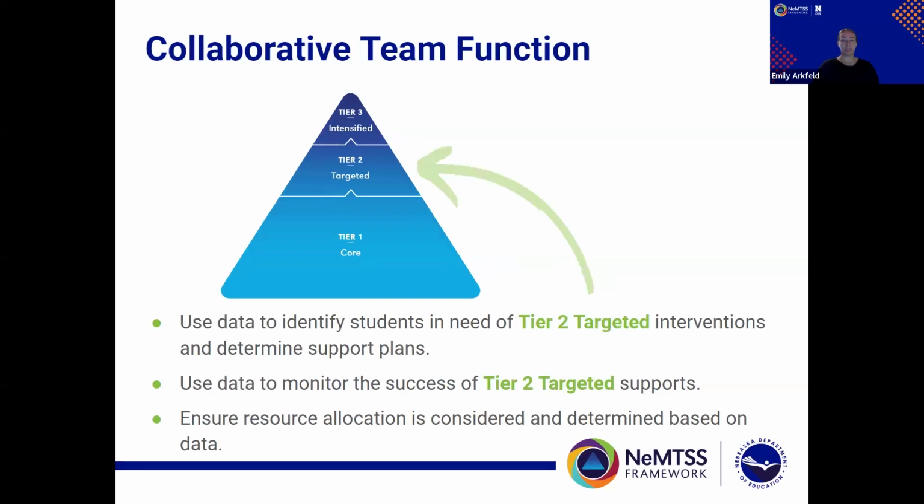At Tier 2, the function of the collaborative teams is to use data to identify students in need of Tier 2 targeted interventions and determine support plans, use data to monitor the success of Tier 2 targeted supports, and ensure resource allocation is considered and decided based on data. It is suggested that collaborative teams meet weekly or bi-weekly to determine student movement within the tiers of intervention.